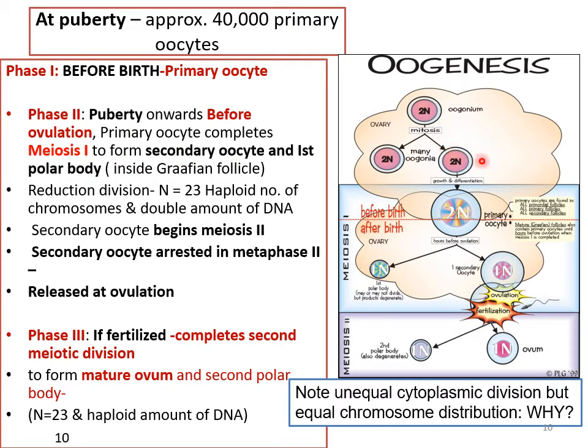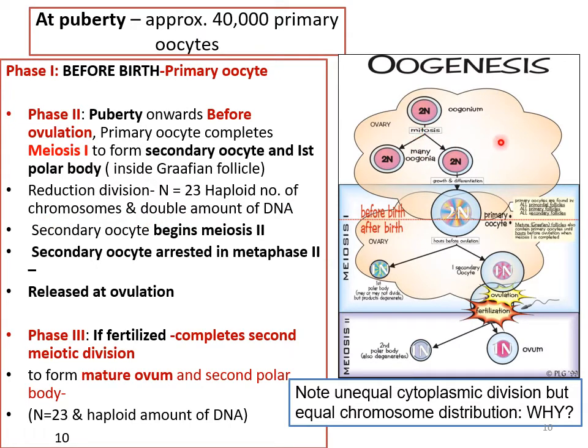I'll explain from the figure later on. Just understand this: from a primary oocyte, you get a secondary oocyte and a first polar body. All this, remember, is happening while it is still inside the Graafian follicle. Now this kind of division, meiosis 1, is a reduction division. So what happens to the chromosomes? The chromosomes were 2n or diploid, right? Now they become n, the haploid number of chromosomes.